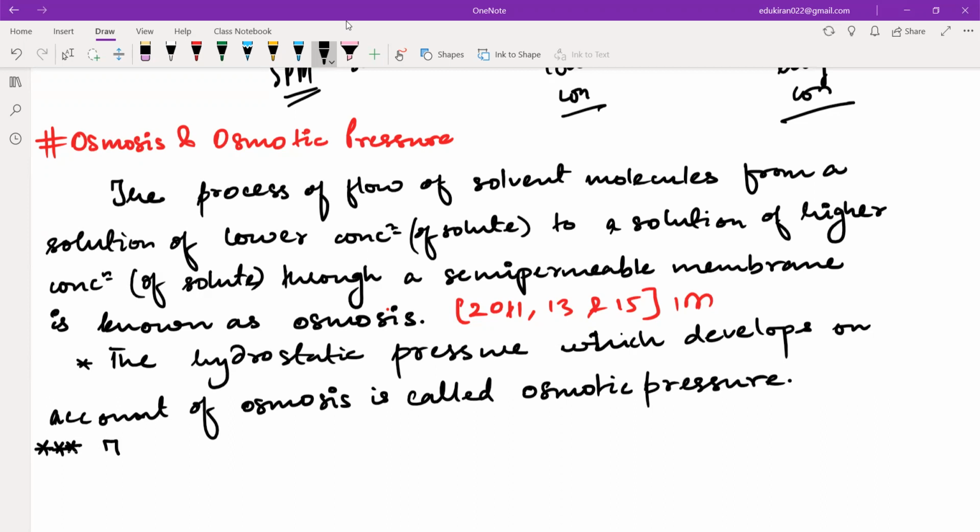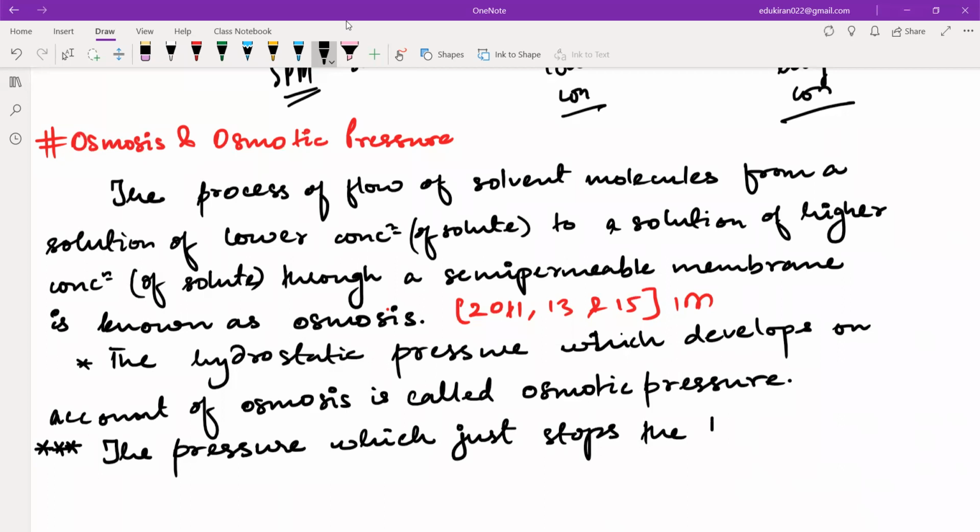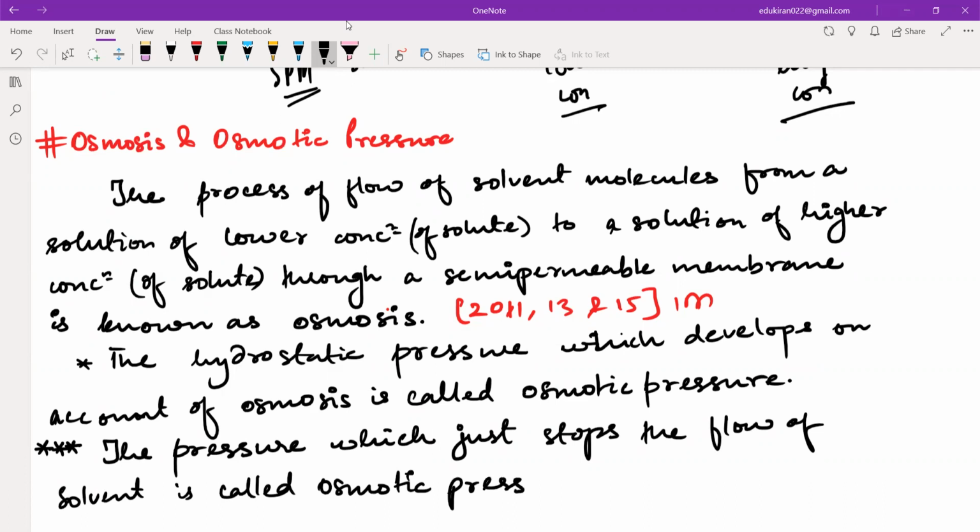Please write: the pressure which just stops the flow of solvent is called osmotic pressure. Please write this down. Let me know when you're done.